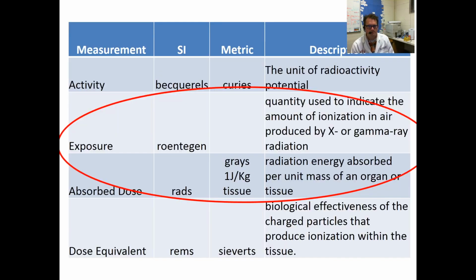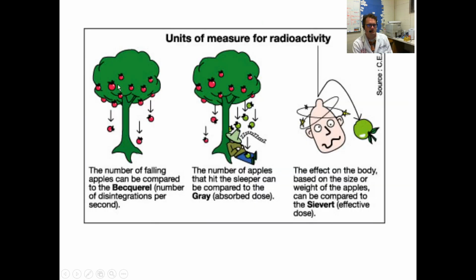There's also the other system. That's the American system, and then the metric system is what I just said, the Curies and Grays and Sieverts, while in the standard system, we're going to have the Röntgen, RADs, and REMs for activity, exposure, absorbed dose, and dose equivalent. So let's talk about these a little bit. The activity, again, remember that's like the tree with the apples.